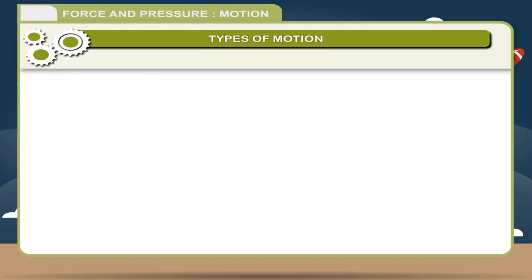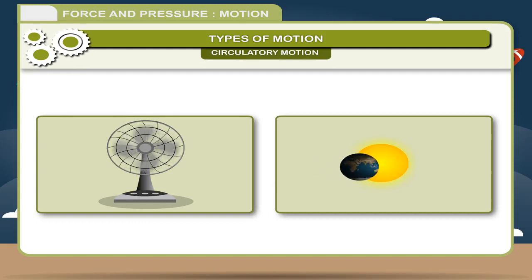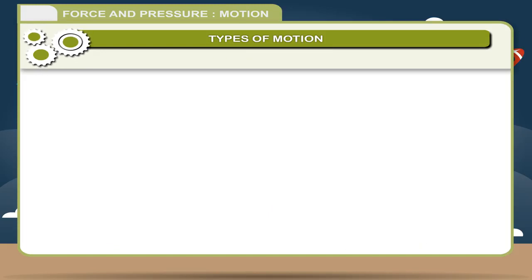Circulatory motion. When an object moves in a circular manner with respect to its own axis or around a fixed center, it is said to be in a circulatory motion. In these motions, the objects remain at the same distance from a fixed point, the center. Circular motion is of two types: rotatory motion and revolution.